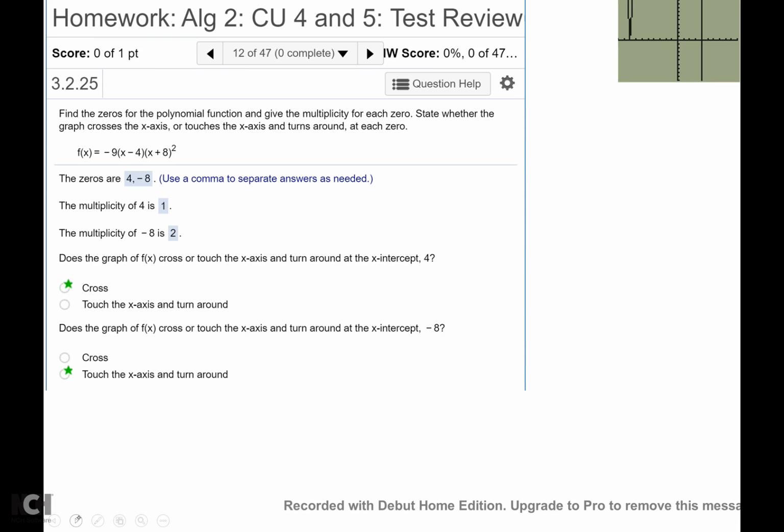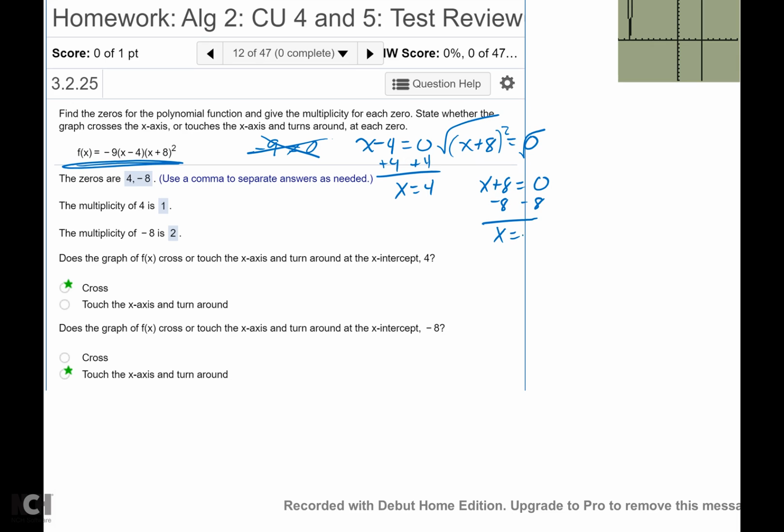Okay, it says find the zeros for the polynomial function and give the multiplicity for each zero. State whether the graph crosses the x-axis or touches the x-axis and turns around at each zero. When it's factored like this, and you can tell it's factored because it has parentheses, it makes life easy. You set each factor that has an x in it equal to 0. -9 doesn't have an x in it, so setting it to 0 makes no sense. So it's a factor, but it's not a zero factor. So I take my next one, x minus 4 equals 0, and I take my x plus 8 squared equals 0, and I solve them. Plus 4, x equals 4. Square root, x plus 8 equals 0, minus 8, x equals -8.